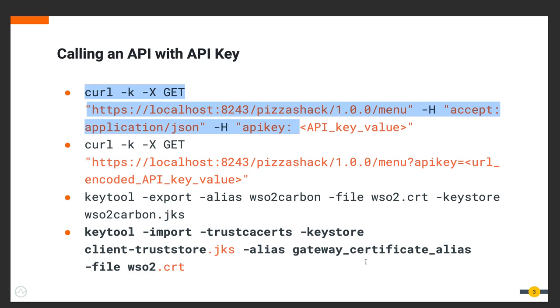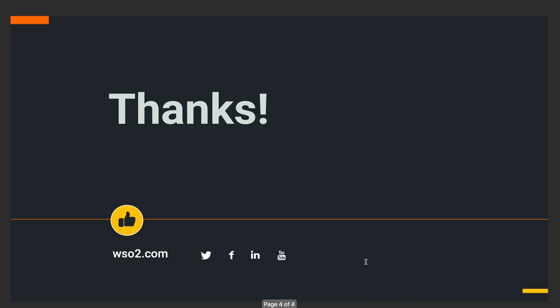Okay, so that's all I have got for API key-based authentication with WSO2 API Manager.